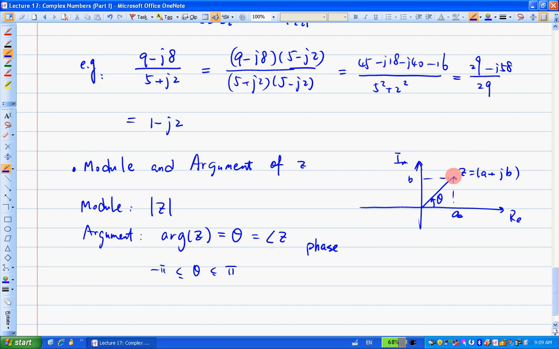Okay, so how do you calculate theta? The theta value is calculated based on the a and b values here. Look at this triangle here. So tan theta equals b over a. That means theta equals the arctan of b over a. Is that good?